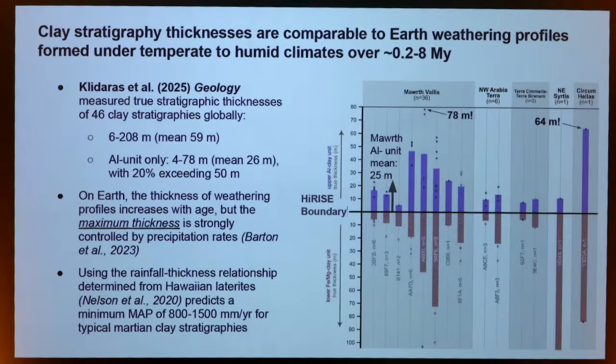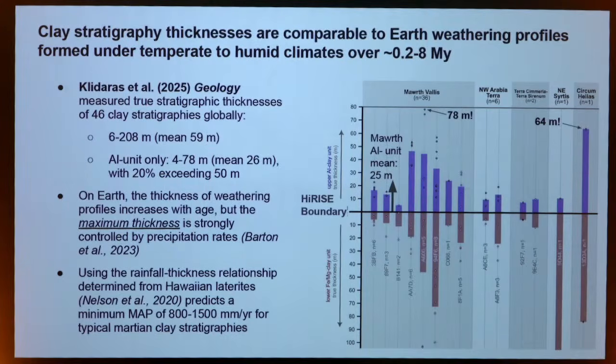If you look at the aluminum unit, which is the part that we're sure is part of the weathering profile itself and not, say, some underlying material that was pre-existing, the thickness of that itself ranges between 4 and 78 meters globally with a mean of 26 meters, with 20% of those exceeding 50 meters. This is extremely, extremely thick, right? We do see weathering profiles this thick on Earth. The thickest ones we know of are about 160 or 180 meters. So it's not out of the realm of possibility, but it's definitely on the deeper side.